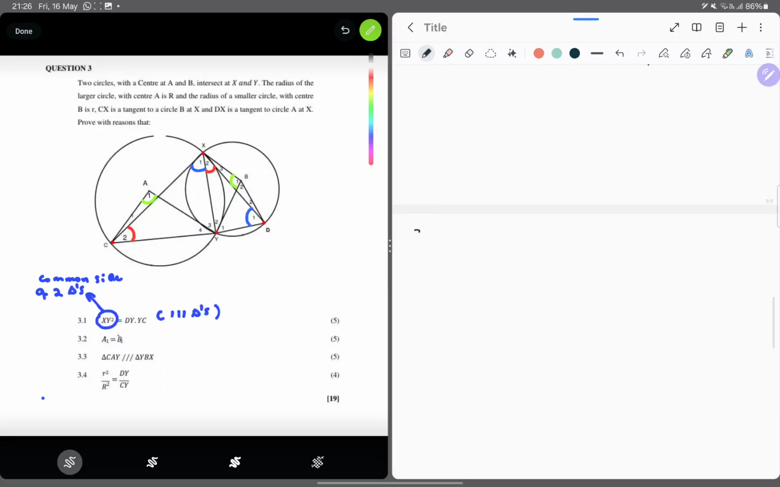So let's get to the next one. 3.3. Oops. We need to prove that triangle CAY, which is this triangle, and triangle YBX, which is this triangle right here, are similar. So we're going to be dealing with those two triangles. So how are we going to handle the situation? Of course, we start by saying in triangle CAY and triangle YBX, what do we know? We know that angle A1 is equal to angle B1. This is proved above.